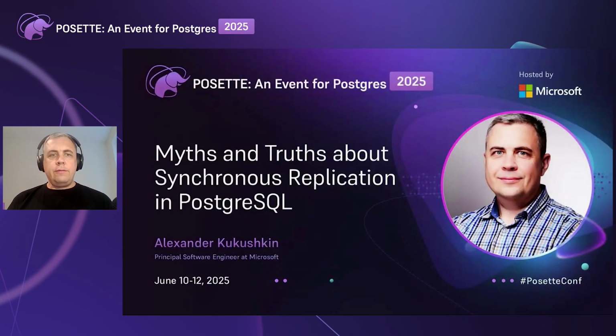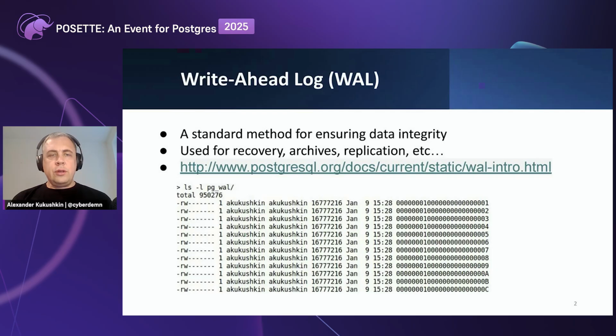Okay, let's dive in. We should start with defining what write-ahead log is, because it's a central point in Postgres which makes sure about your data integrity, and on top of it, Postgres implements recovery, archives, replication, and so on. If you look into the Postgres data directory, you will find in the pg_wal a whole bunch of files with hexadecimal names, which are typically 16 megabytes in size, although one may change the size of the write-ahead log file.